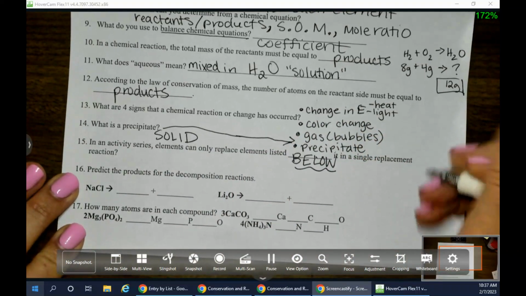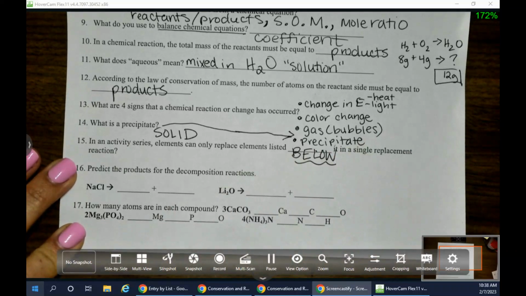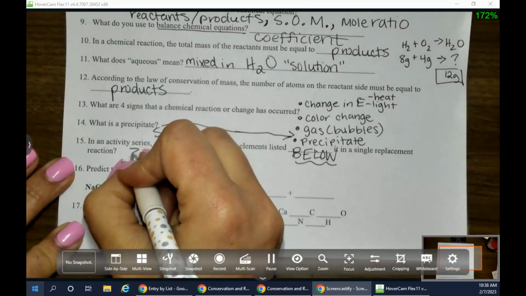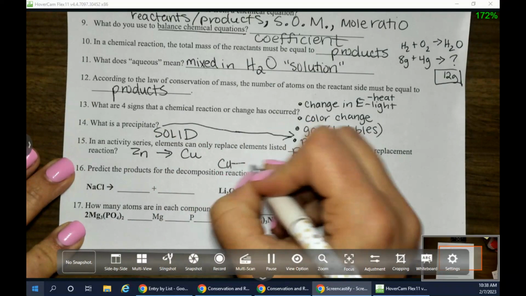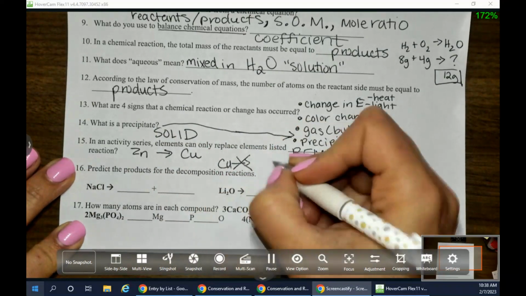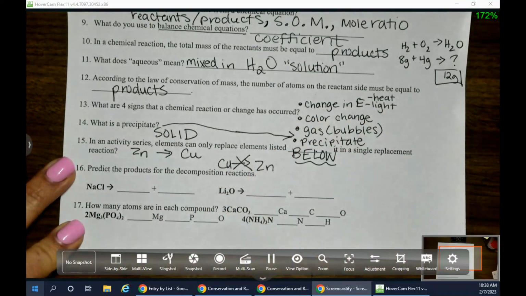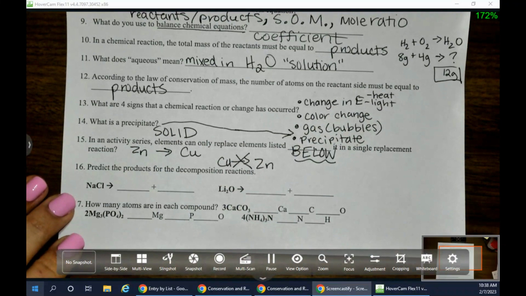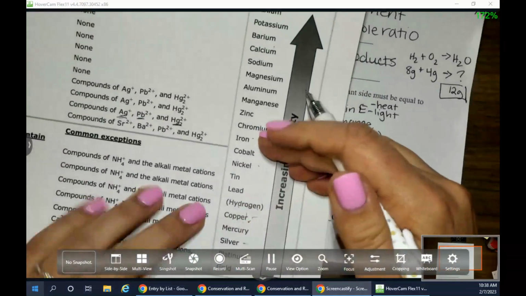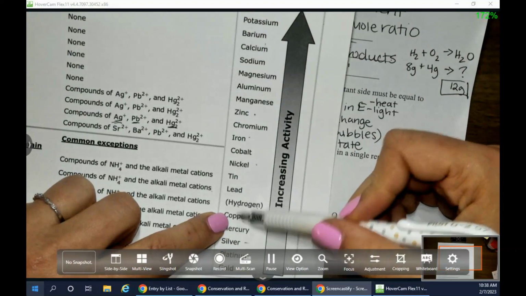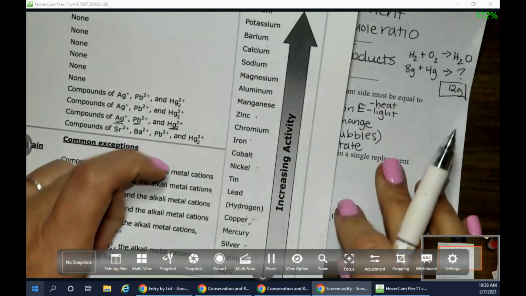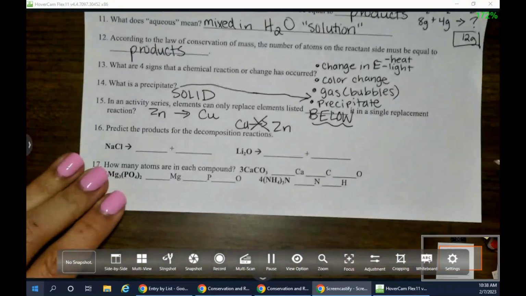Okay? So, in our examples that you got to see, if you made it over to the station with the blue liquid, what we were seeing was that zinc can boot out copper, but copper cannot boot out zinc. Zinc can boot out copper. Copper can't boot out zinc in a single replacement. So copper's down here. Zinc was way up here. He can kick him out. He can't kick him out. Okay? All right. Predict the product.